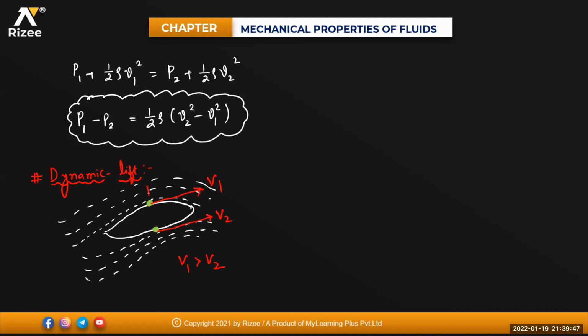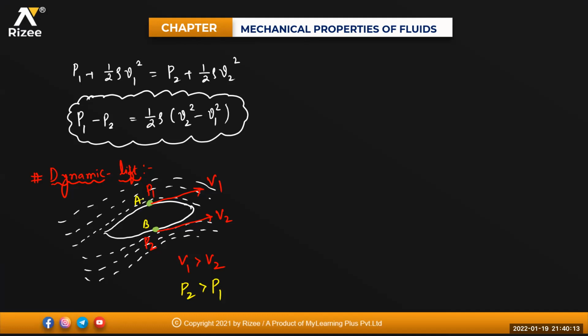Now, if I'm taking the pressure here as P1 and the pressure here as P2, whose pressure will be more, beta? P2 must be greater than P1, because on the lower side the air molecules are more. So that is pushing the body to move in the upward direction. So at point B, the pressure will be more. So P2 will be greater than P1.